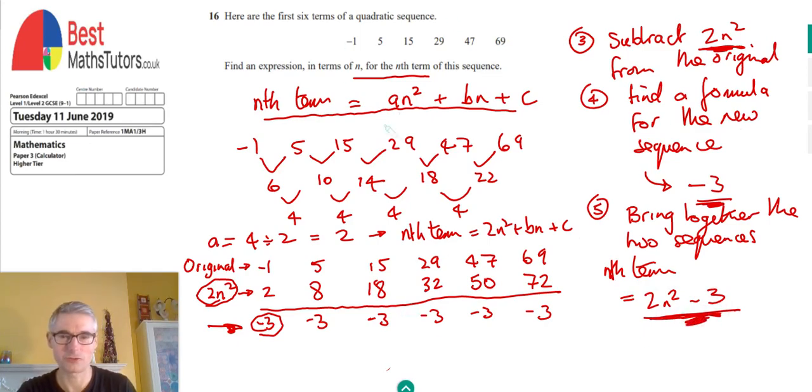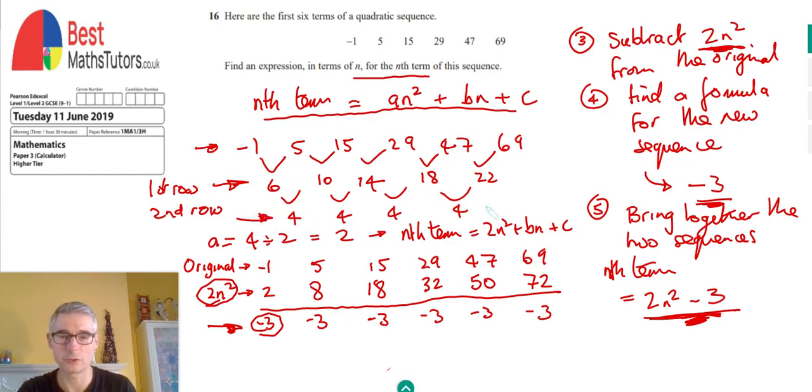So I'm just going to quickly say what I've done again. So step 1 is look at the differences. Go to the original sequence, and look at the differences on the first row. So this is the first row difference here. These numbers weren't the same. So then we looked at the second row, which was here.